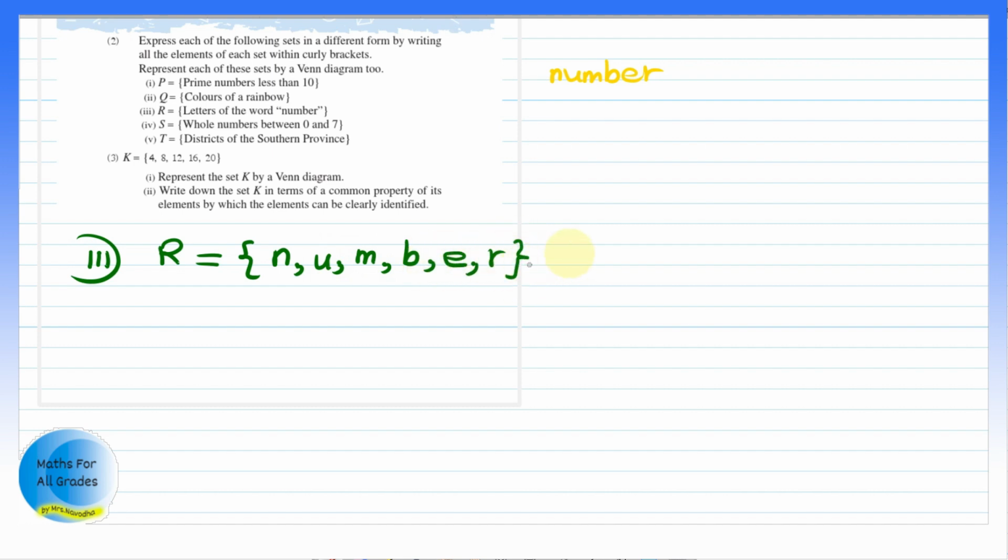Close the bracket. To represent it in a Venn diagram, draw a circle and then write down all the elements inside it, N, U, M, B, E, R, and then name it.